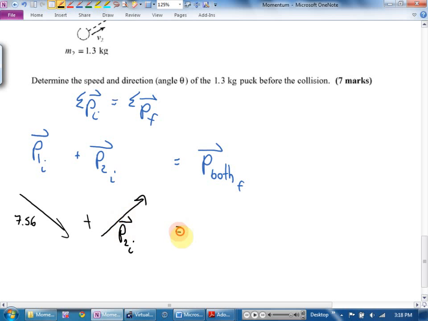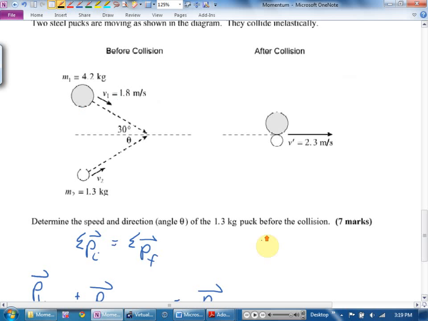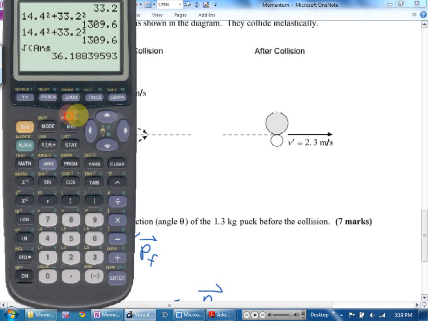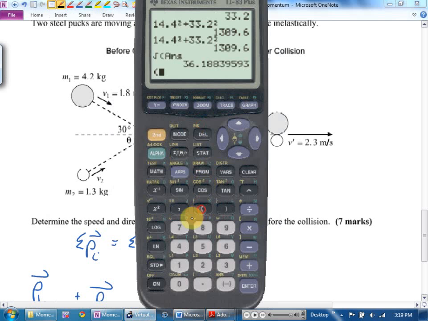Equals, I do know by a rare fluke that momentum final is dead horizontal, which is convenient. And now the velocity is 2.3. What mass am I going to use here? Both. So I'm going to go 4.2 times 1.3, sorry, plus 4.2 plus 1.3 mass times velocity. That's got a momentum of 12.65.